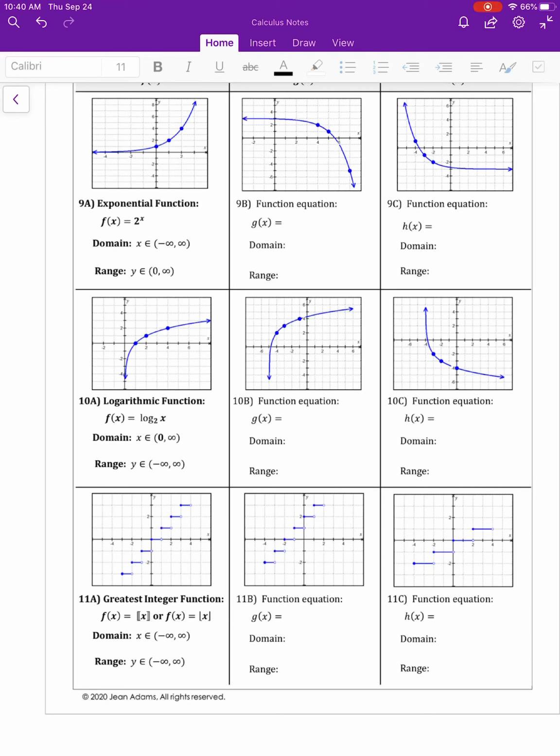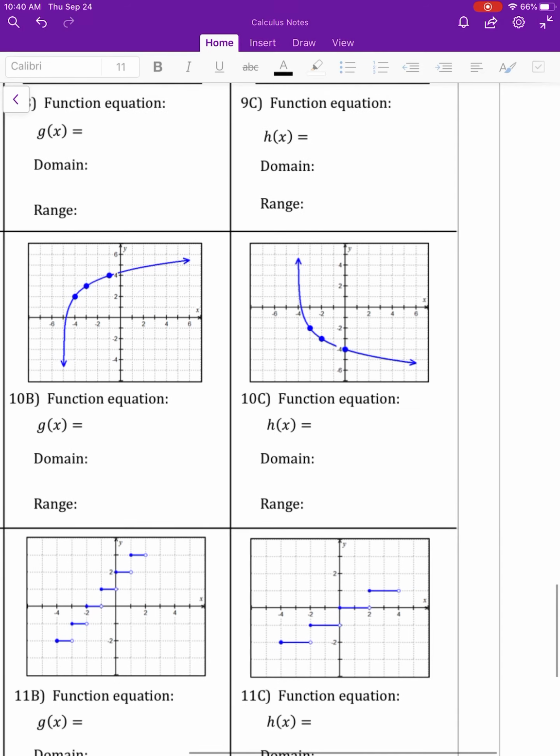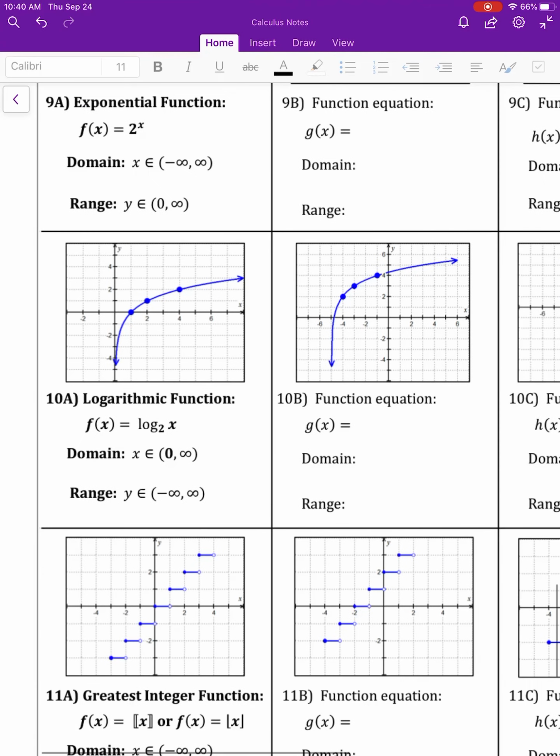We did not get those last four functions analyzed, so we need to do 10b, 10c, and 11b and 11c. So let's go ahead and start with 10b, and of course this is a logarithmic function, and the parent function is log base 2 of x. We can see that it has been shifted.